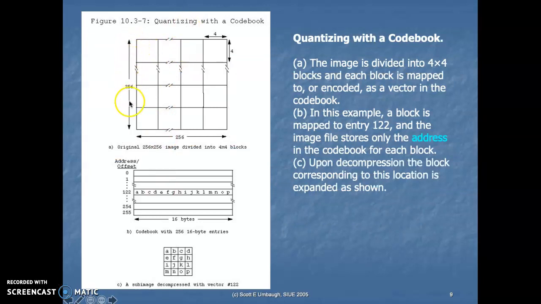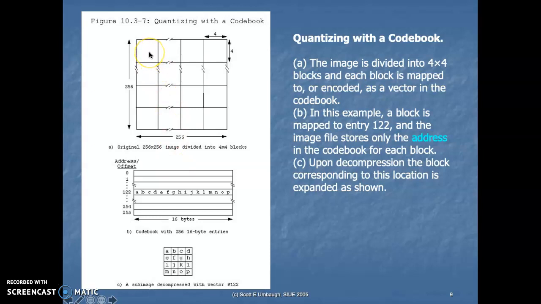For example, you have an image of 256 by 256. What you will do in vector quantization is divide the image into blocks. Each block will have 4 times 4 pixels. So the original 256 times 256 image is divided into 4 times 4 blocks. With this block, we are referring to the index of the code book that you design.